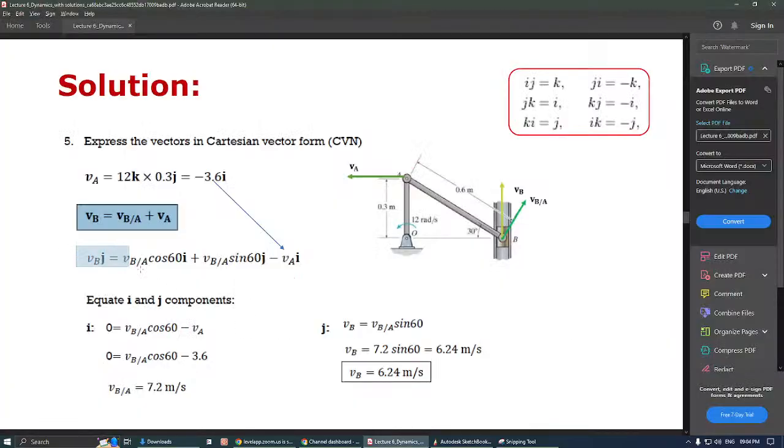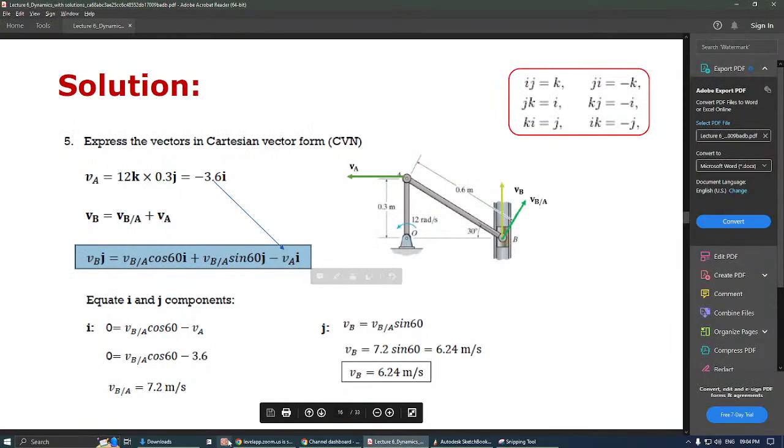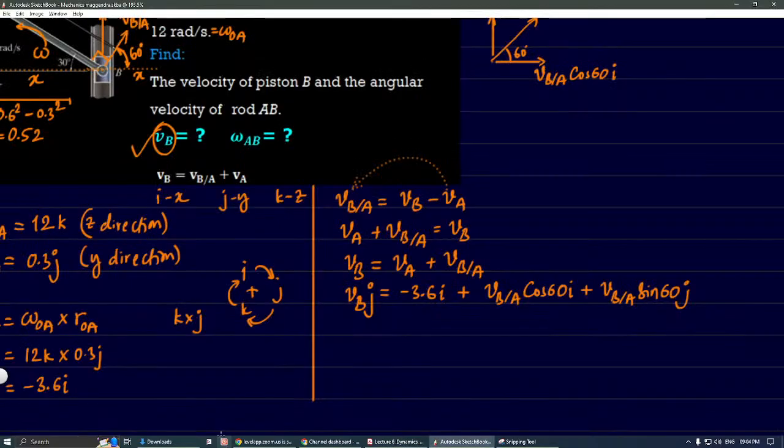That is what he has written here. This VA value we have taken, and VBA can be written as this plus this.